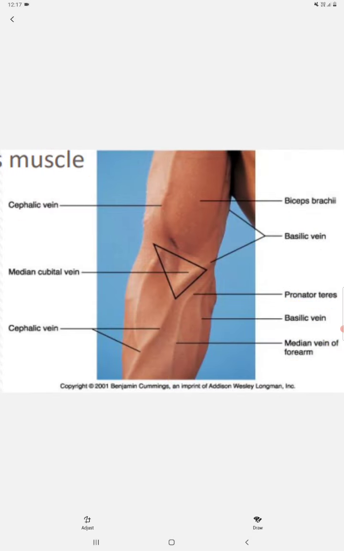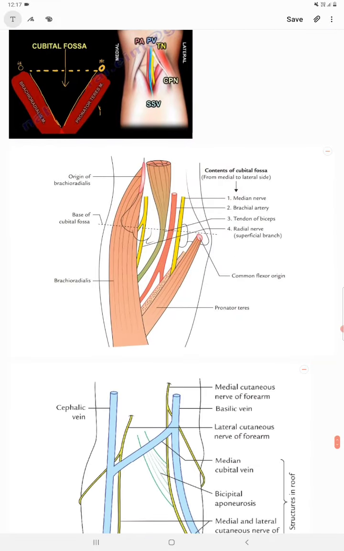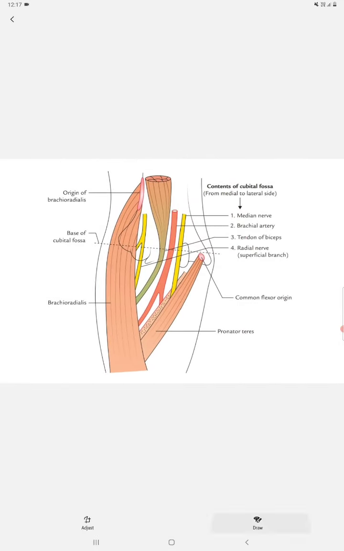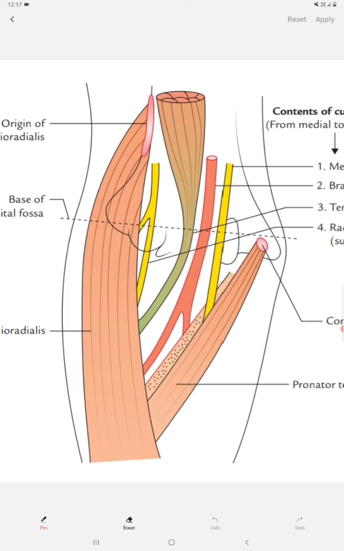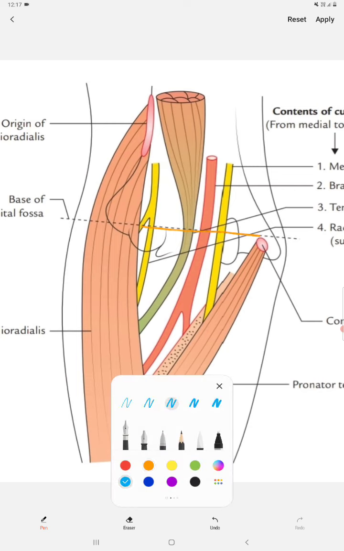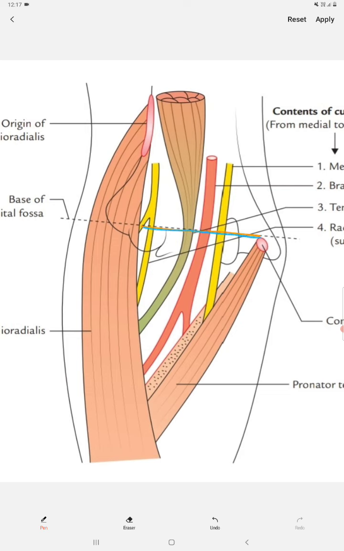So we can see in another picture what the boundaries of the cubital fossa are. This is the picture which is showing the cubital fossa. First of all, I'll draw a line like this, with another color so that you can identify it. Whatever I'm drawing in the sky blue color is the cubital fossa, a triangular, shallow depression in front of the elbow region. This is called the cubital fossa.